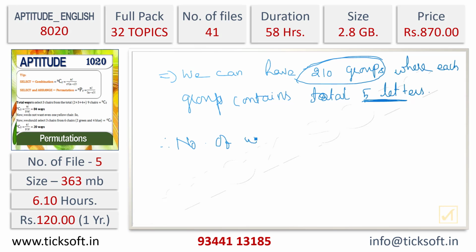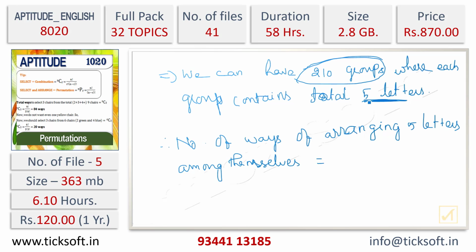The number of ways of arranging 5 letters among themselves: we can arrange those 5 letters in 5 factorial ways, which is 5 into 4 into 3 into 2 into 1. Here 5 into 4 is 20, 20 into 3 is 60, 60 into 2 is 120. So in 120 ways we can arrange those 5 letters among themselves.